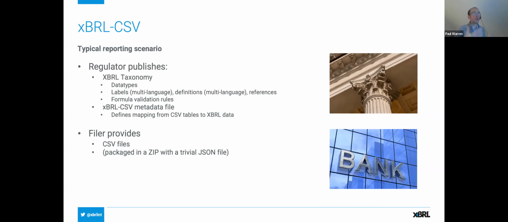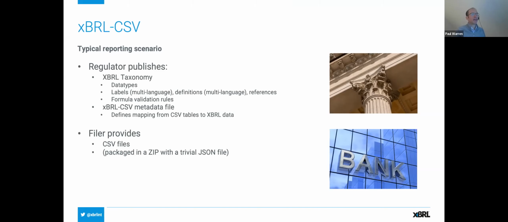And I say alongside, in fact, you can put it as part of the same taxonomy package. So the regulator is just publishing a single package, and that defines the mapping from the CSV tables, things that look like the structure I showed two slides ago, and it defines how that maps into XBRL concepts and dimensions.